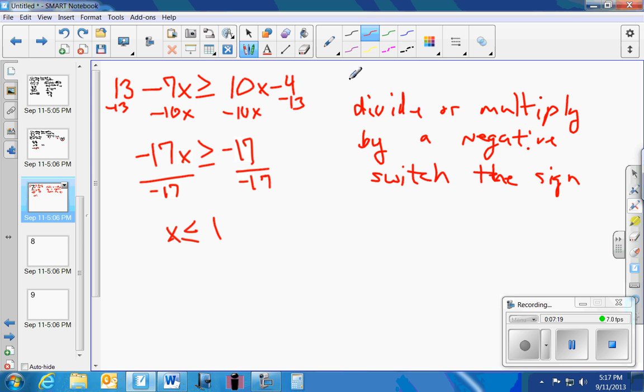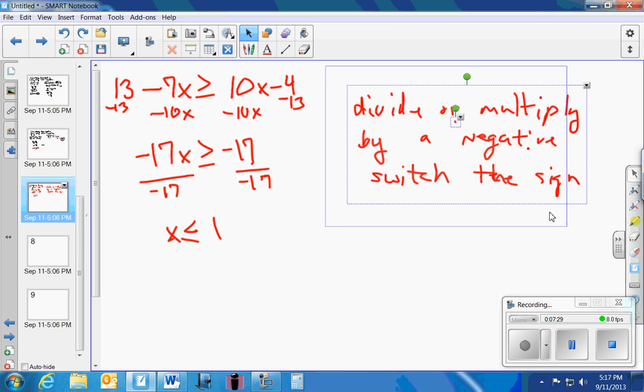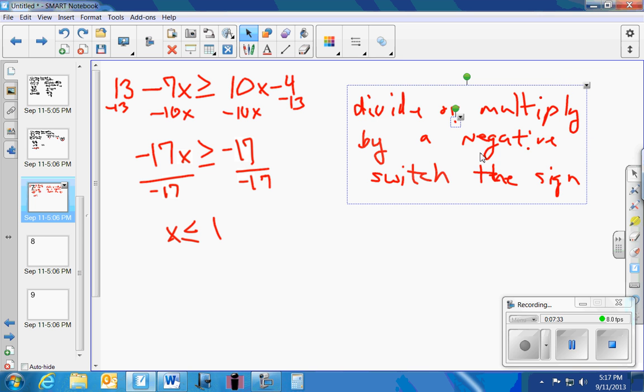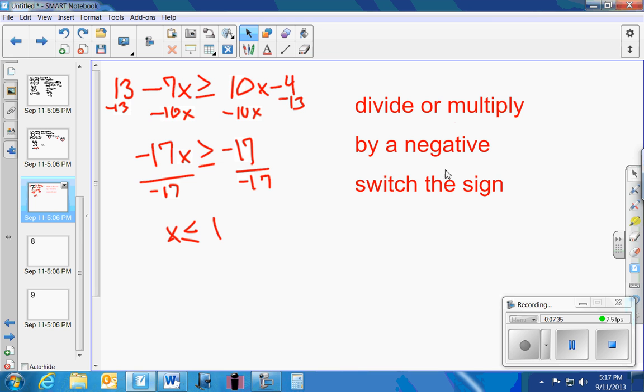So we're going to see how this thing reads my handwriting. Not very well when I do that. So let's go to my mouse. So divide or multiply by a negative. Switch the sign. That is one rule you need to remember. And don't, like what a lot of people do is just say, oh, I'm dividing, I need to switch my sign. It's only by a negative. This is the important piece here.